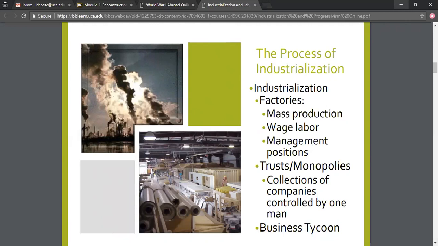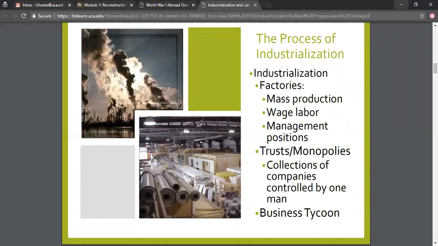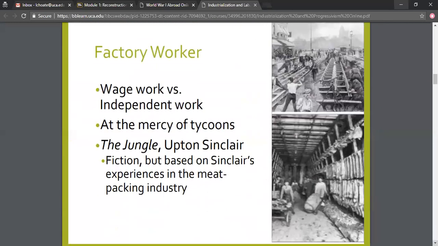And I'm using that specific example because of a man that we'll talk about, Rockefeller, who controls the oil industry and becomes incredibly wealthy. These men who control these philosophies were often referred to as business tycoons. We will refer to them as that as we go through this content.